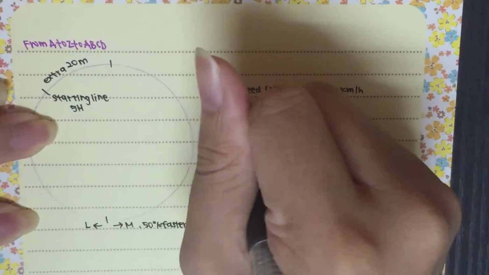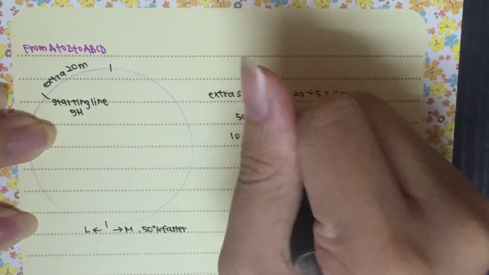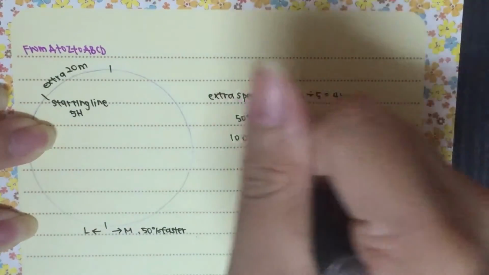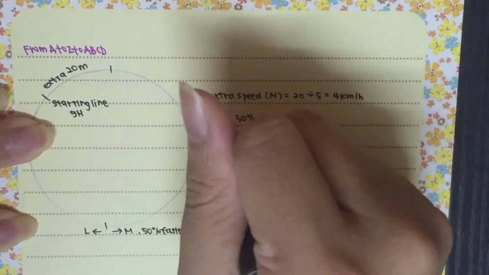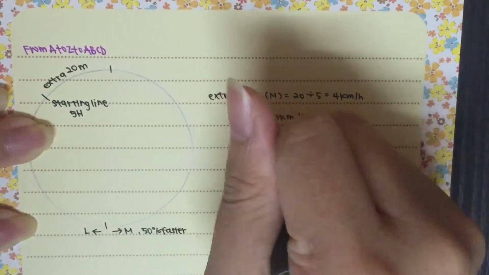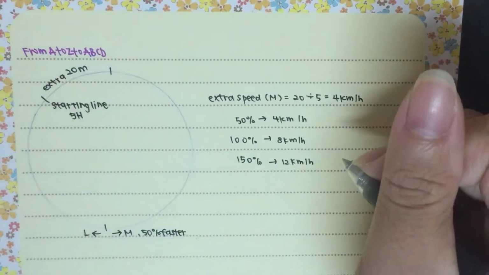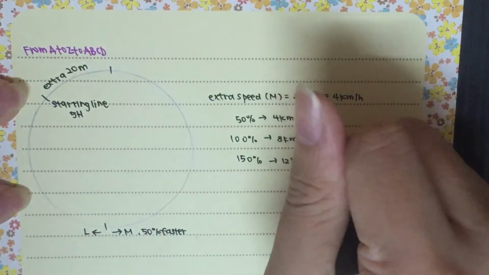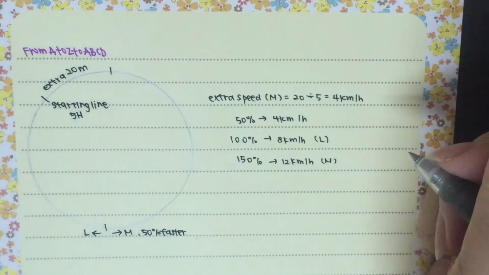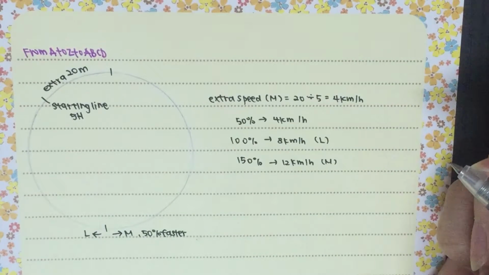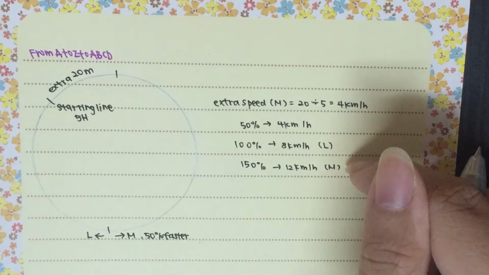Therefore, 100% will turn out to be 8 kilometers per hour. And Melissa is 150% because she is 50% faster. This will give us 12 kilometers per hour. So therefore, this is Melissa and this is Lily. So this is the average running speed of Melissa.